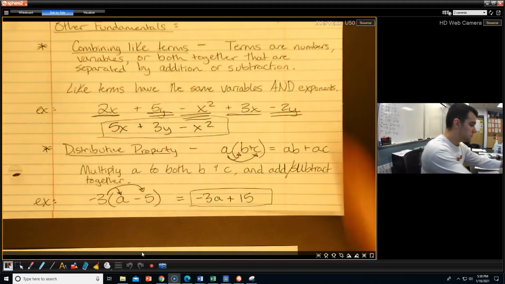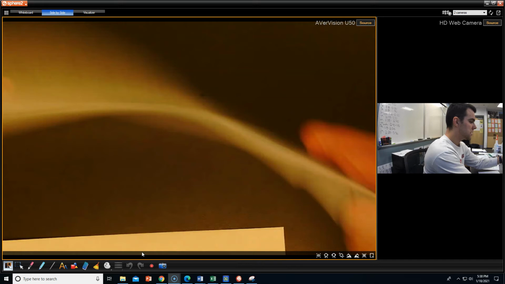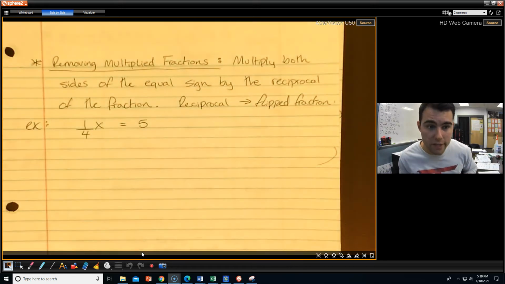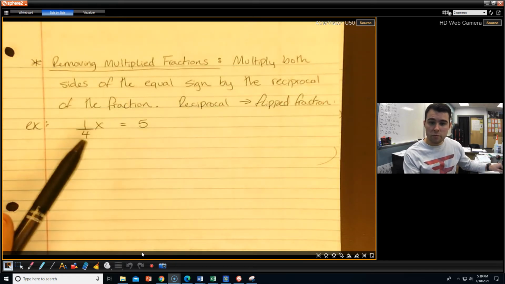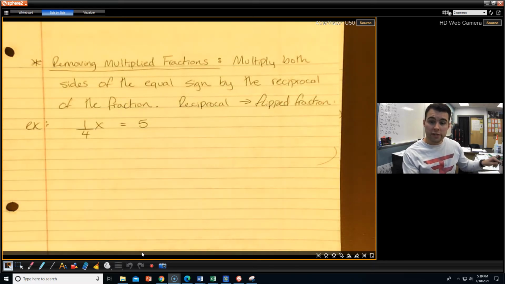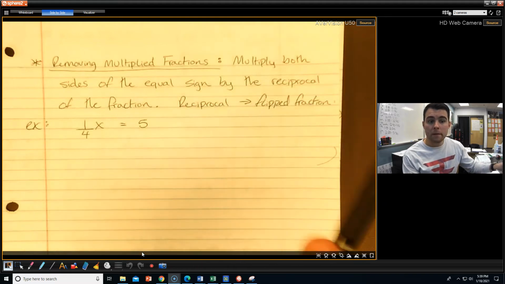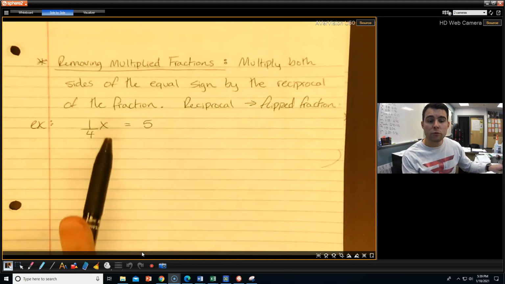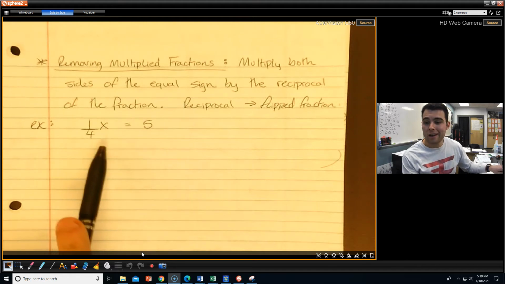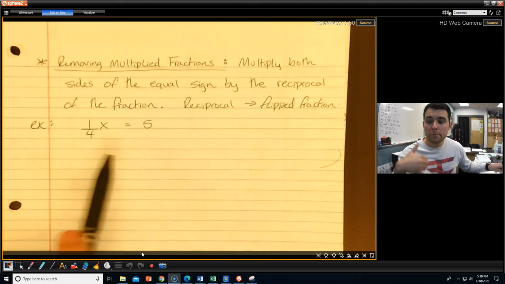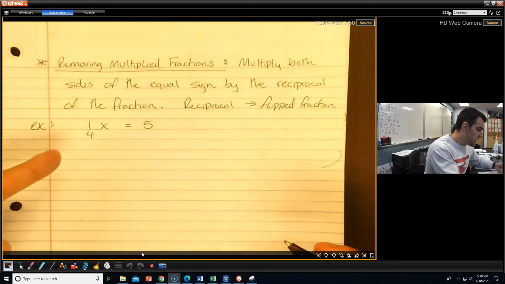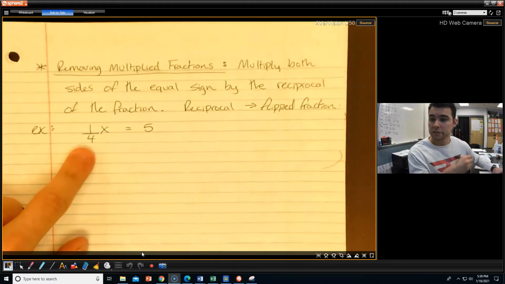And then lastly, let's look at our last skill, which is removing multiplied fractions. If you have something like 1/4 times x, and you want to get rid of that 1/4, you need to multiply both sides of the equal sign by the reciprocal of this fraction. A reciprocal is just a flipped fraction. It's a fancy word. So the reciprocal of 1/4 is 4 over 1.